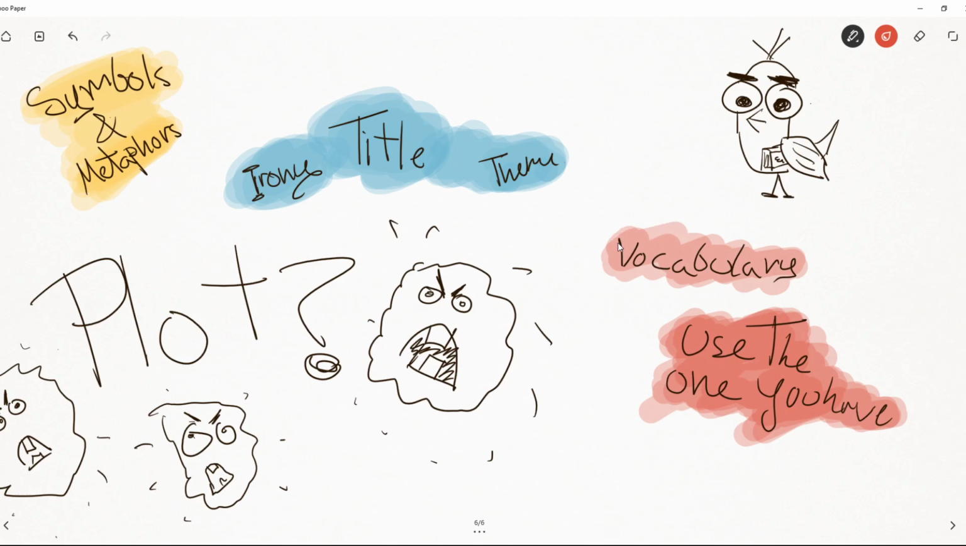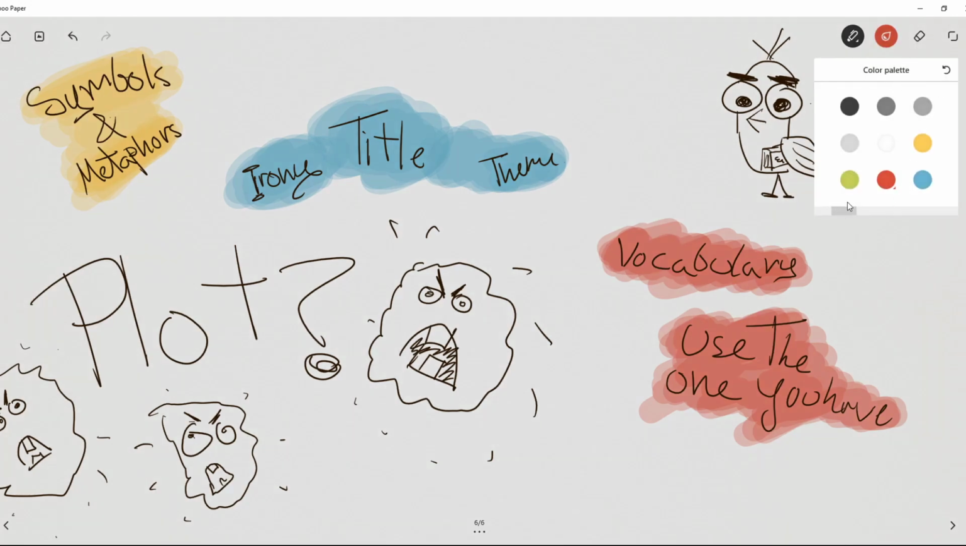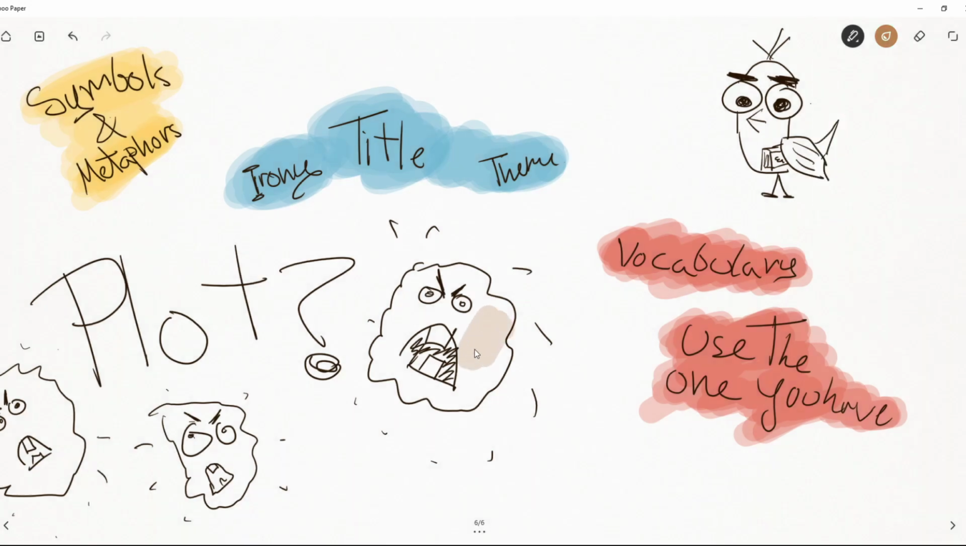So on the vocabulary, finally, use the one you got. You don't need to put on your fancy pants and write with words that you would never use. So when you are writing, it's already too late to learn to put in new words, unless you are actually struggling with finding that exact word that you need.